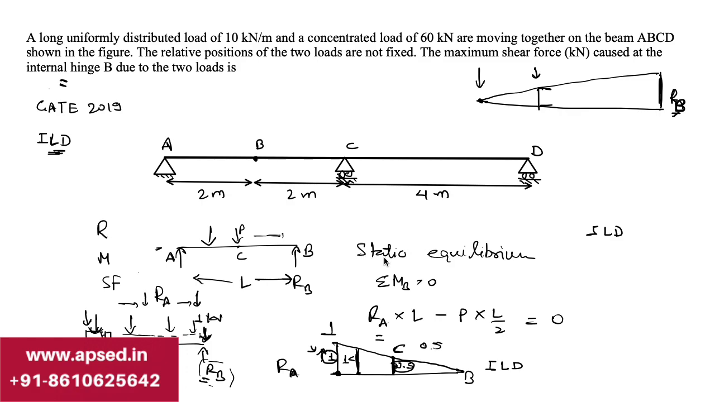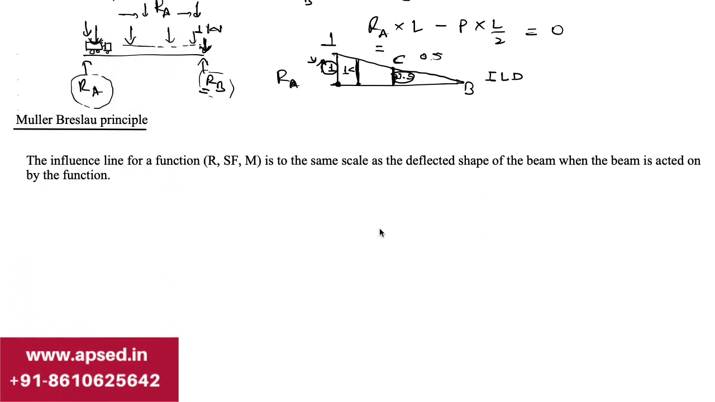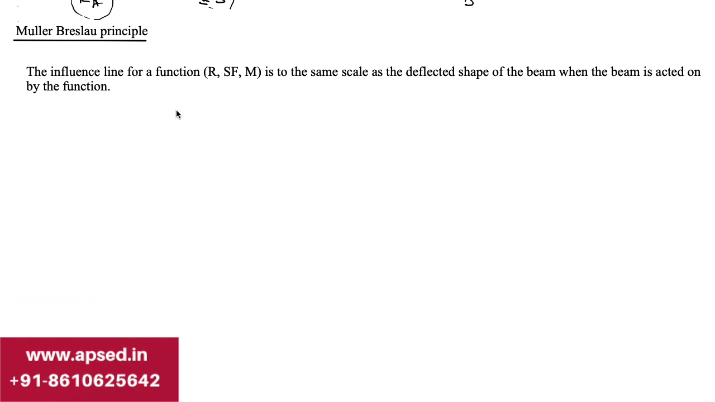Now for solving influence line diagrams, quickly we use the Muller-Breslau principle. You must have heard about it. So we'll try to simplify this principle and understand what it actually means. In a single statement, this principle says the influence line for a function, this function can be reaction, shear force, or moment, is to the same scale as the deflected shape of the beam when the beam is acted on by the function.